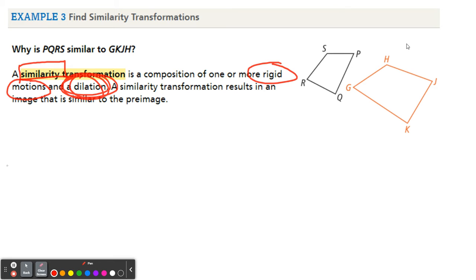So the first step is the most difficult one, right? Because we have to kind of orient the black quadrilateral in the same way as the red one. So if you look here, P corresponds to G. So P is like in the top right, G is in the bottom left. So they have to move, right? And you could do that with a rotation or a reflection. Q is in the bottom right, corresponds to K, which is also in the bottom right.